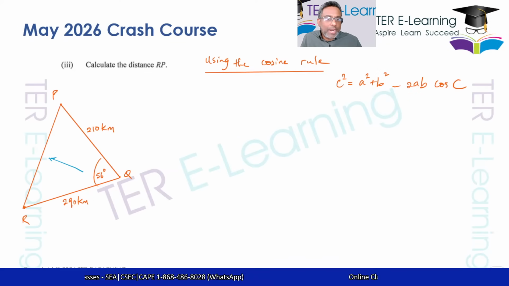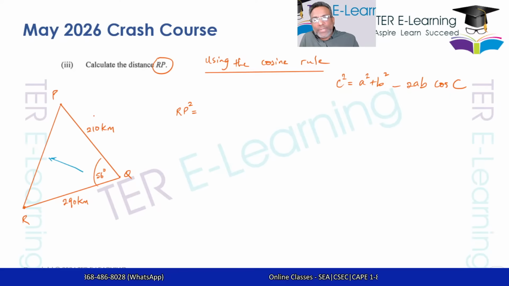So in this case, we are going to apply the cosine rule based on the triangle I have here. This side here, PR or RP, is what they want me to work out. So you're going to say RP squared is equal to, and you start off with the sum of the squares of these two sides here.